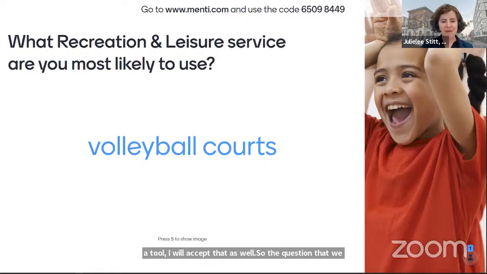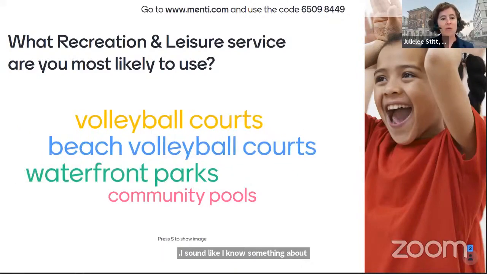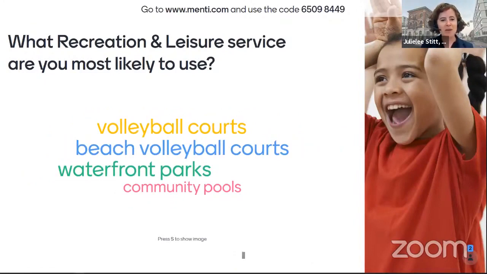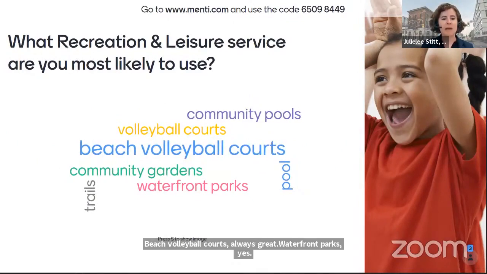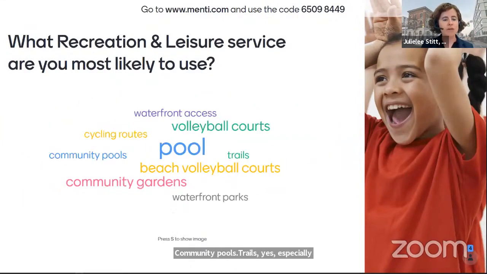I see volleyball courts. Very nice. Good place to do some spiking, some setting. I sound like I know something about volleyball. I really don't. All right. So again, oh, wow, they're just pouring in now. Beach volleyball courts, always great. Waterfront parks, yes. Community pools. Trails, yes, especially during the pandemic. I think we've all seen trails become very popular. Pool, cycling routes, absolutely. All right. So I'm going to turn it back over to Lacricia, but thank you everyone for taking the time to complete that poll.